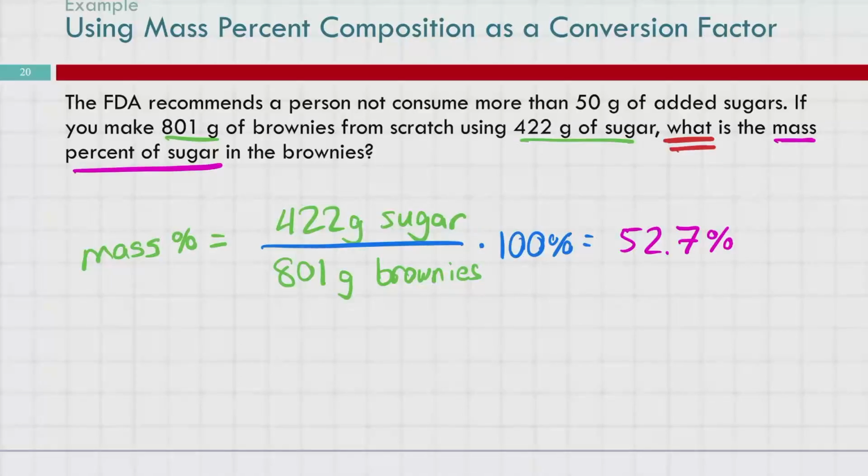What this tells us, quickly, visually, easily, hopefully, right, 52%, that's more than half. That means our brownies are more than half sugar. Not exactly a health food, right?